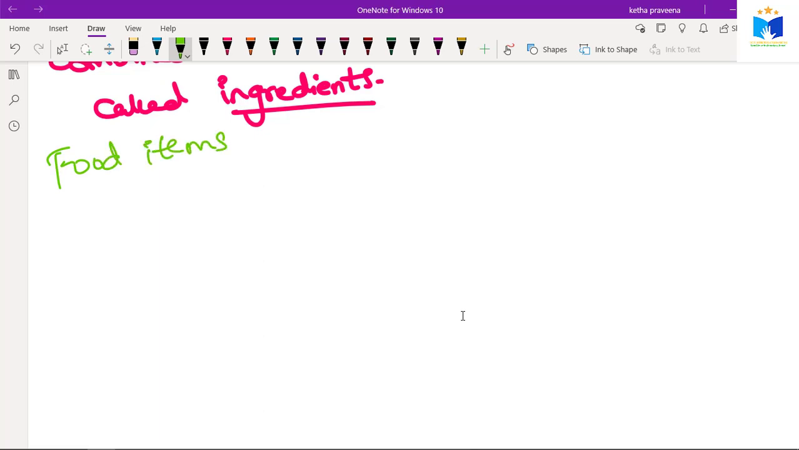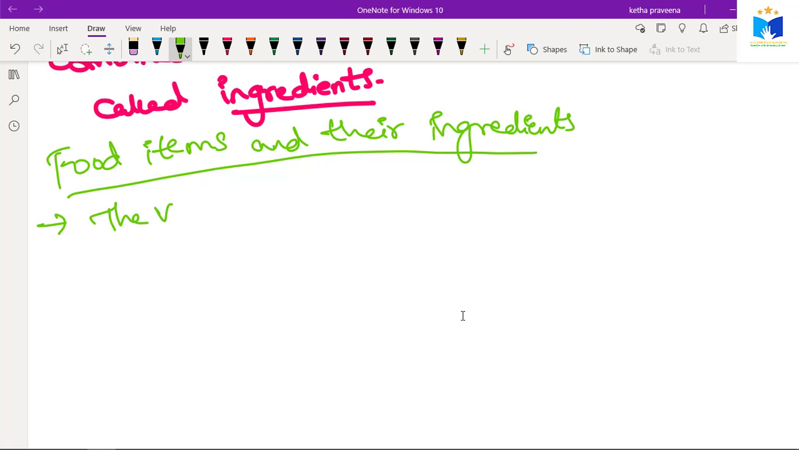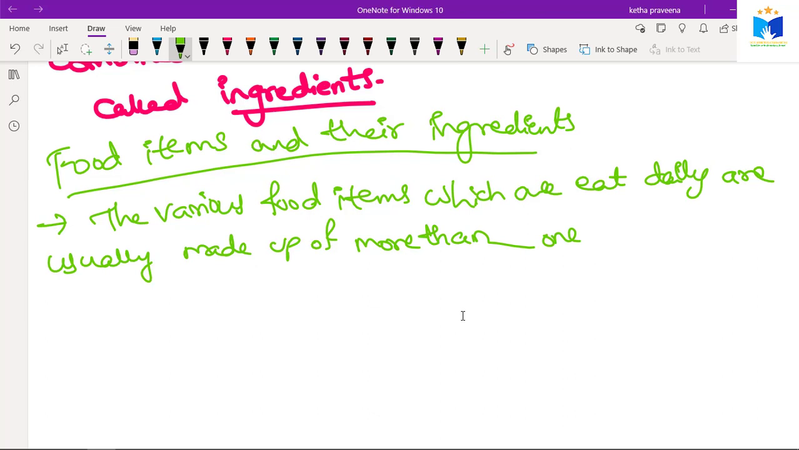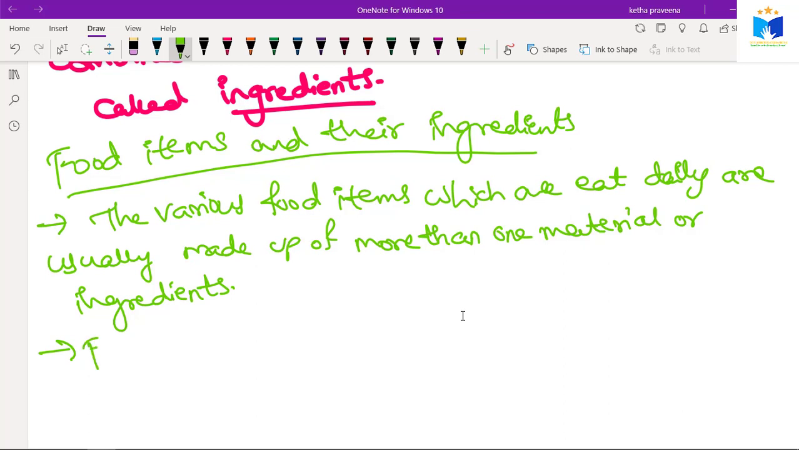Next we will be seeing the food items and their ingredients. First point, the various food items which we eat daily are usually made up of more than one material or ingredients. For this we will be seeing examples.